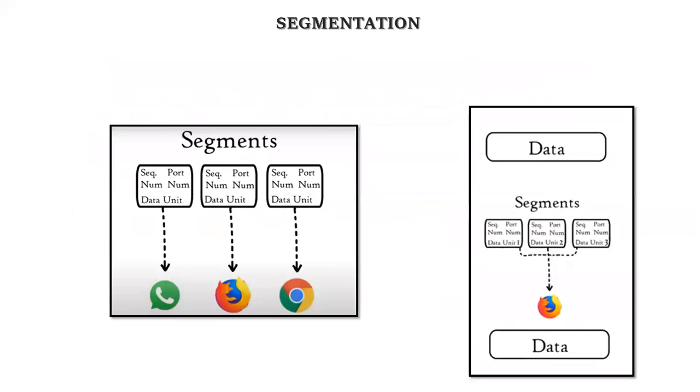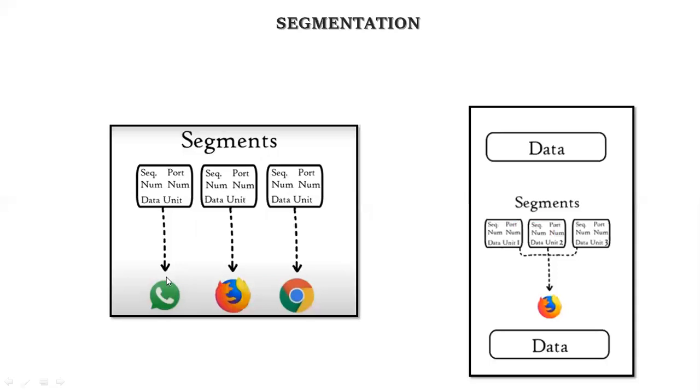This is the part of segmentation. As I said, we are getting data from the session point of view, because we have layers like application, presentation, and the session layer. The next will be the transport layer. The session layer gives the data, and the data will be divided into smaller units. Those smaller units are named segments. Each segment has to be given a sequence number, port number, and data unit.